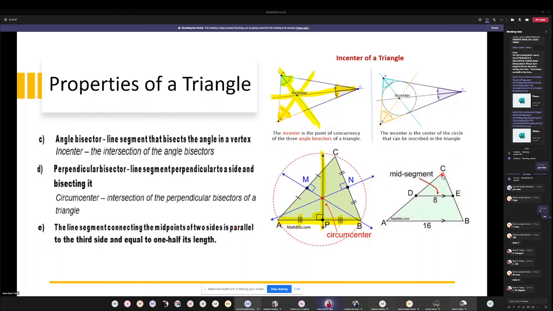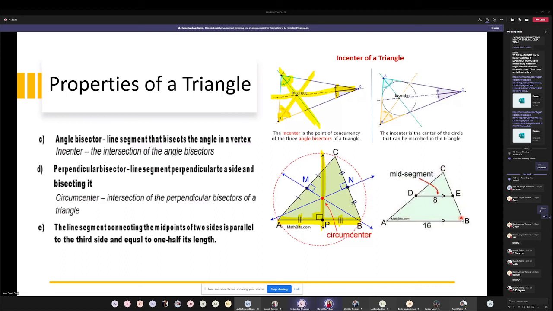So if I'm going to connect the midpoints of side AC and side BC, these are their midpoints, this for AC and this for BC. If I connect these two, it's a property of the triangle that the mid segment is parallel to the third side and one half of its length. So if the third side is 16, then the mid segment is one half of that. It's parallel and one half of the length of the third side.